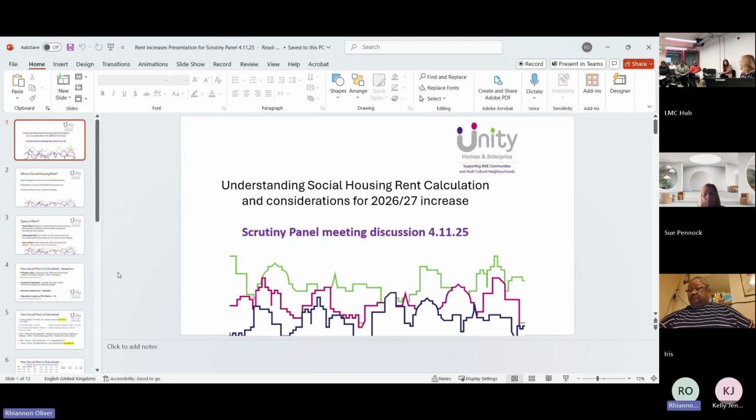So I thought it might be helpful to bring you up to speed with the different types of rents, but also how the rent is actually set. So you've got an idea of what sort of control there is over it and what other considerations we have to take into account.